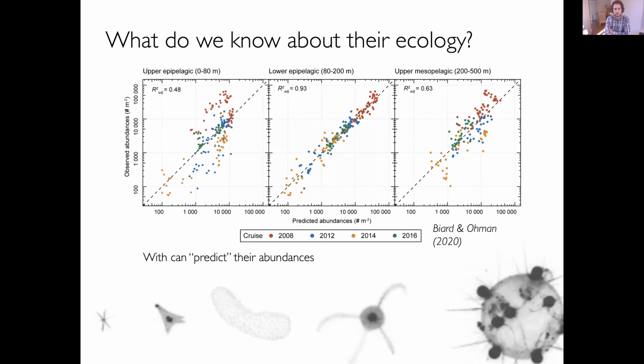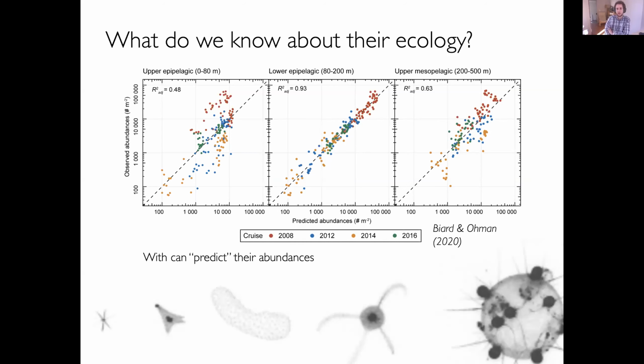3 different panels, which correspond to 3 layers in the ocean. On the left, you have the upper epipelagic, which could be considered as the euphotic zone where you have light. Then you have the lower epipelagic, where there is more or less no light. And then you have the upper mesopelagic on the right. And from the R squared, you can see that the prediction is more or less good, depending on where you are. But still, it's pretty accurate, especially for the lower epipelagic region.